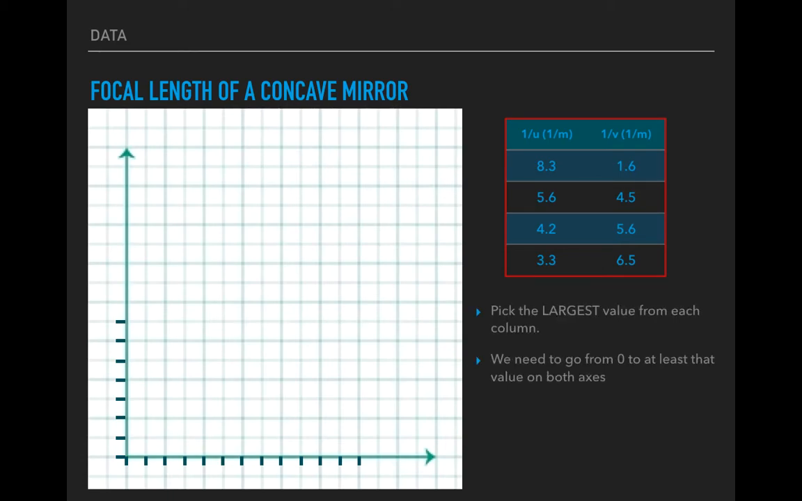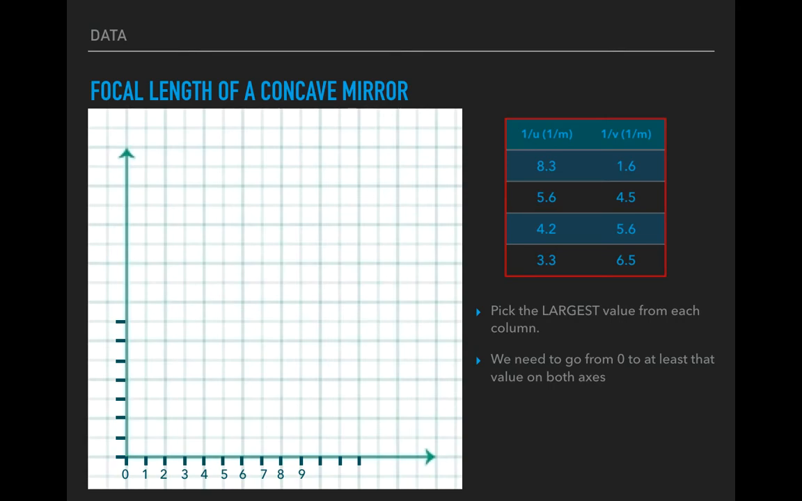We pick the largest value from each column. That gives me my biggest value on the axis scale. And then we need to go from 0 to at least that value. And again, in the 1 over U column, the biggest value is 8.3. So I want to go from 0 to at least 8.3 in even jumps. As we can see from the video, I'm going to go from 0 to 9 in even jumps. That means each of those increments or jumps are of 1 unit length.